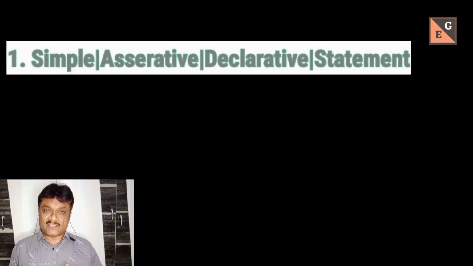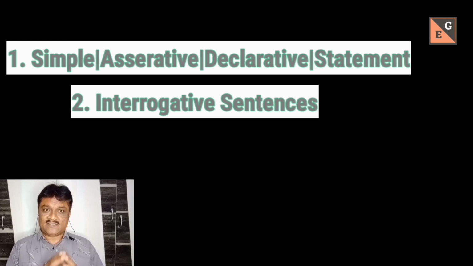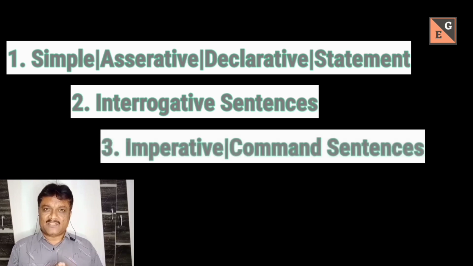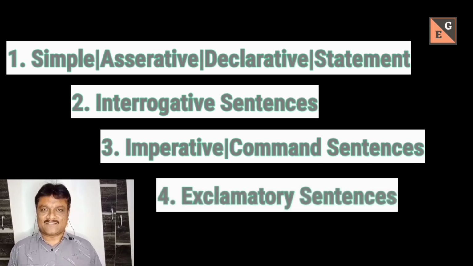Now let's come to our topic, kinds of sentences. Though there are ample number of sentences according to various sources, the experts advocate only 4 types. These 4 types of sentences are, the first one is simple or assertive or declarative or statement sentence. Second, interrogative sentence that deals with questions. Third is an imperative sentence or command. And the fourth one is an exclamatory sentence.